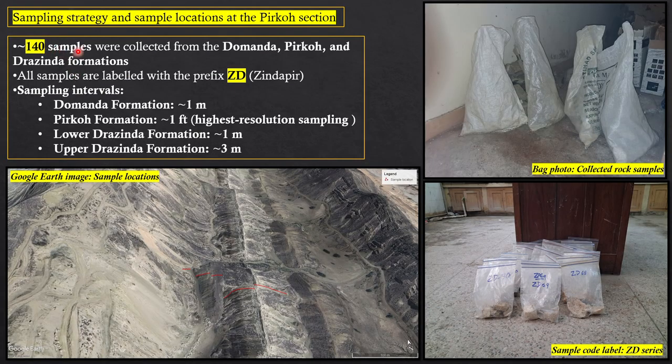So we collected 140 samples from this Pirkoh section, which we labeled ZD, meaning Zinda Pir section. From Dumanda we took a sample at a 1 meter gap, and from Pirkoh at 1 foot, because here the MECO interval is located. In lower Drazinda we took samples at 1 meter and in upper Drazinda at 3 meters, and after that the New Tethys Ocean is closed, and the Sewalik rocks, which are the terrestrial or land rocks, are present. And from here, this is the marine section of the New Tethys Ocean remnant.